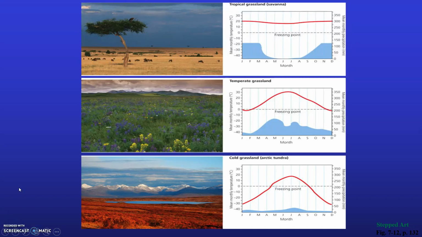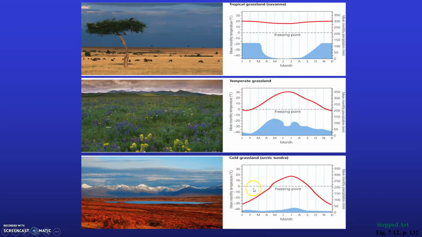This graphic depicts the comparison of temperature and rainfall over time for each of these categories of grasslands. So in a tropical savanna, the temperature remains consistent throughout the year at about 20 degrees Celsius. In a temperate grassland, the temperature will dip below freezing during the winter and the spring, but then rise to a level of about 30 degrees Celsius, which is warmer than what we see in the tropical grassland.